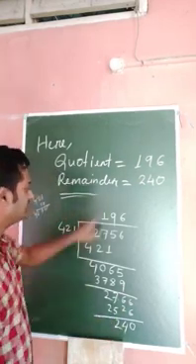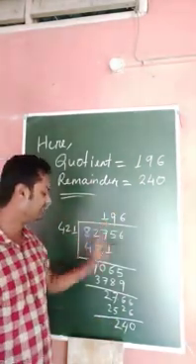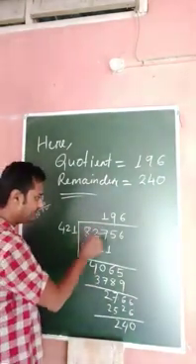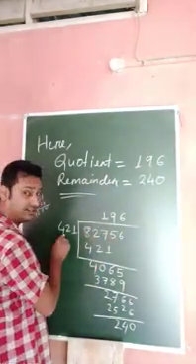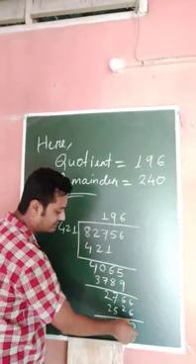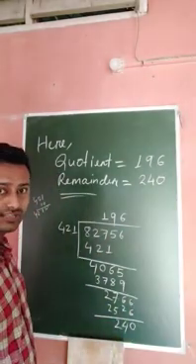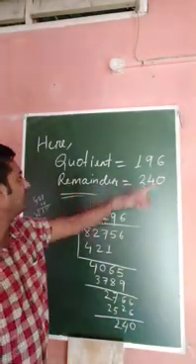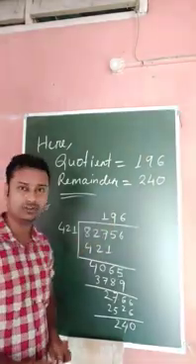That means the quotient is 196. This one is the quotient, and all of you know that this one is the dividend, this one is the divisor, this one is the quotient, and this one is the remainder. So in this case, you have to find the quotient and remainder. The quotient is 196 and the remainder is 240.